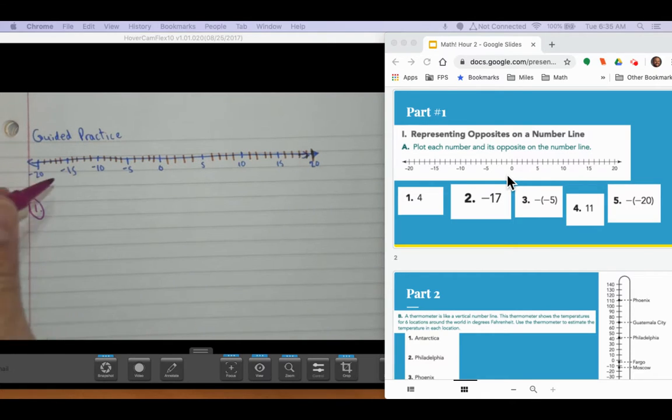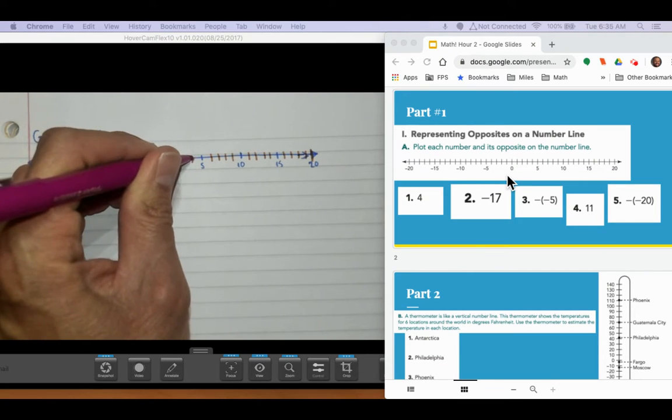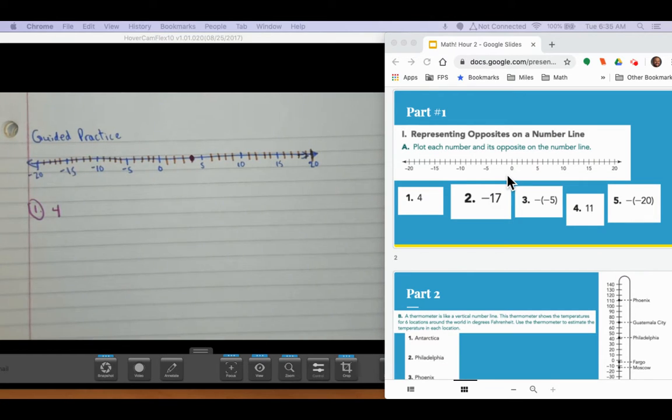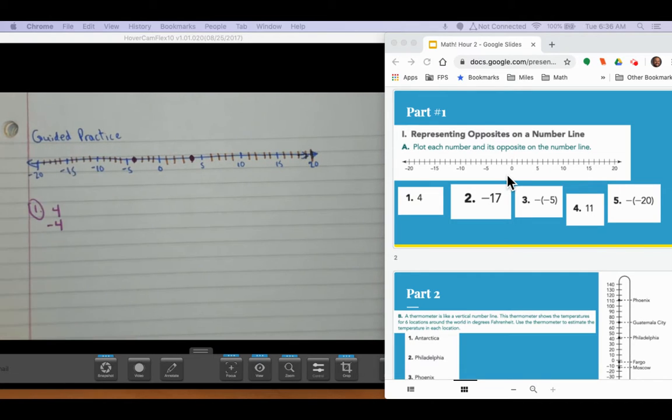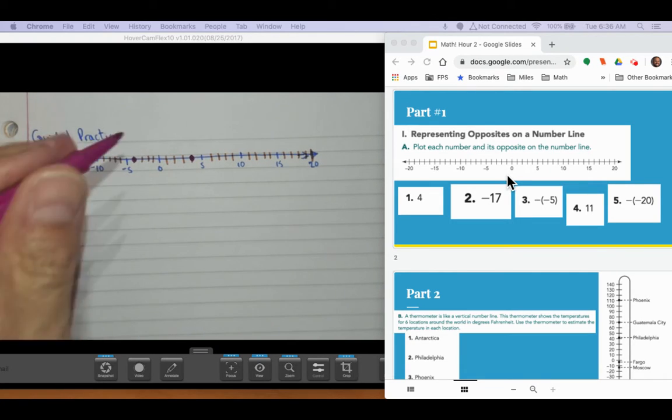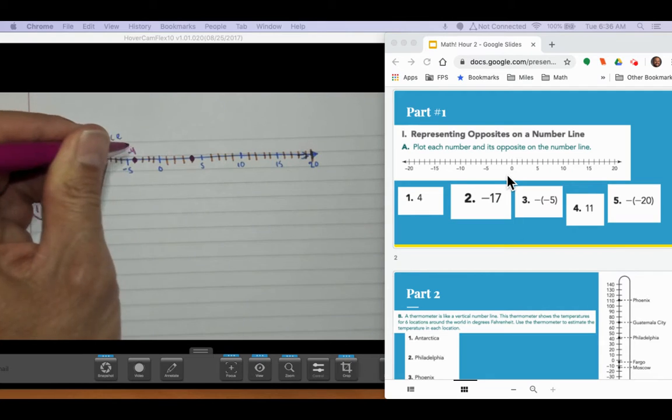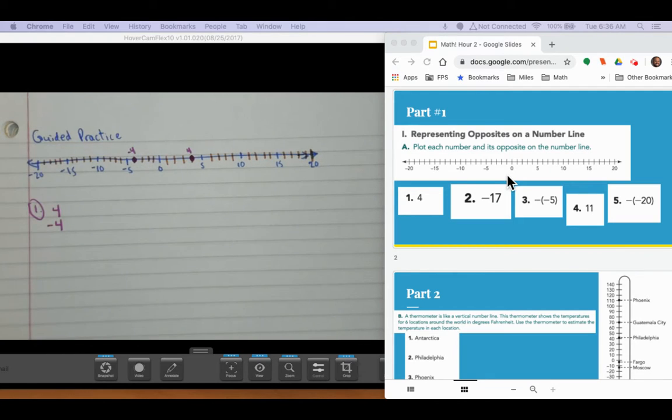So first, number 1 was 4. So if I plot 4 on the number line, it would be right here. Then I need to plot its opposite. And its opposite would be -4 on the number line. And so I'm going to plot -4 on the number line as well. And so I'm going to have -4 there and 4. I'm going to do both of them. I'm going to write both of them down as my answers. Make sure you pause it and do that same thing for number 2 right now.